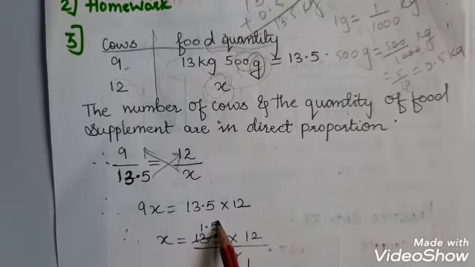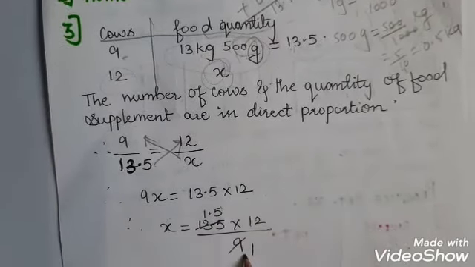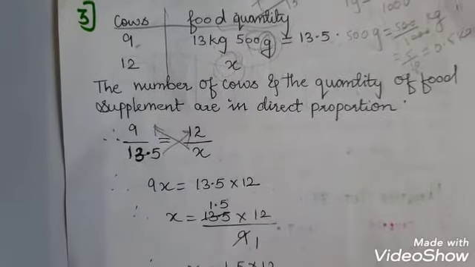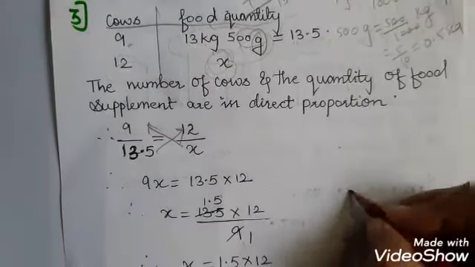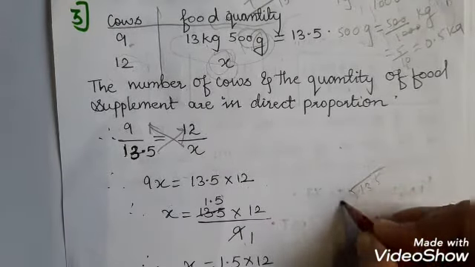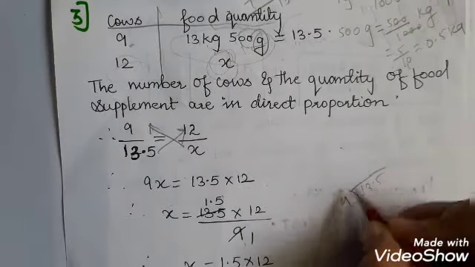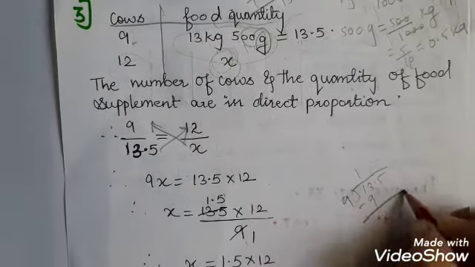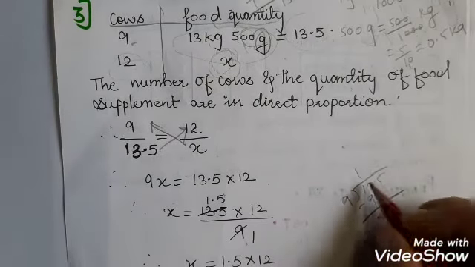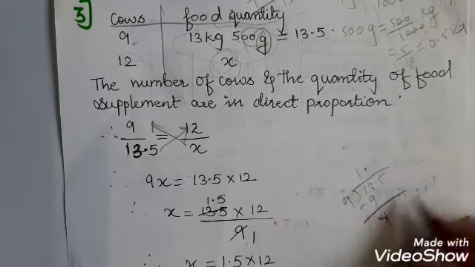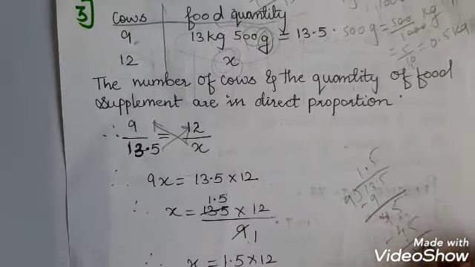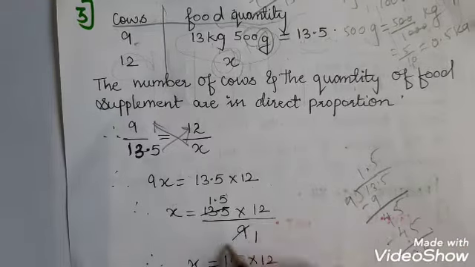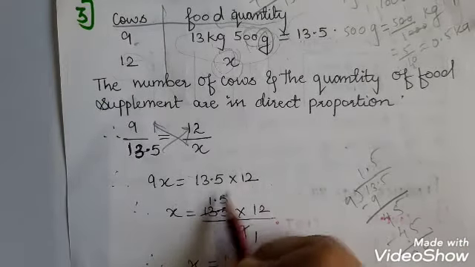This 9 you shift to the other side, it becomes upon 9. Now see what can be cancelled. So I divide 13.5 by 9 directly. 9 ones are 9, so the remainder is 4. There is a point, put a point up and bring 5 down. 9 5s are 45. So I get 1.5.